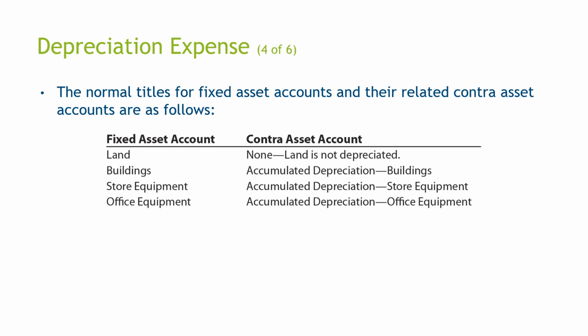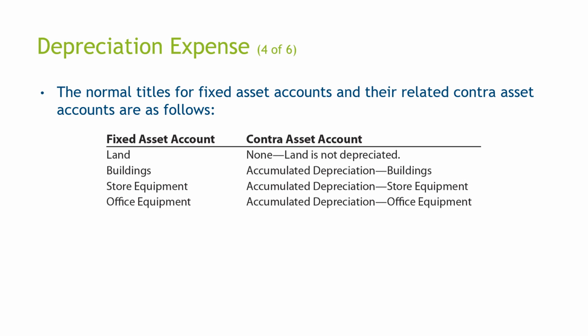Examples of some contra accounts. So land won't have a contra account because we don't depreciate it because it generally goes up in value. Buildings would be accumulated depreciation dash buildings. So let's talk about this. Buildings is an asset, so it has a normal debit balance. Its contra account will have a normal credit balance. All contra accounts have the opposite balance of the account that they are contra to.